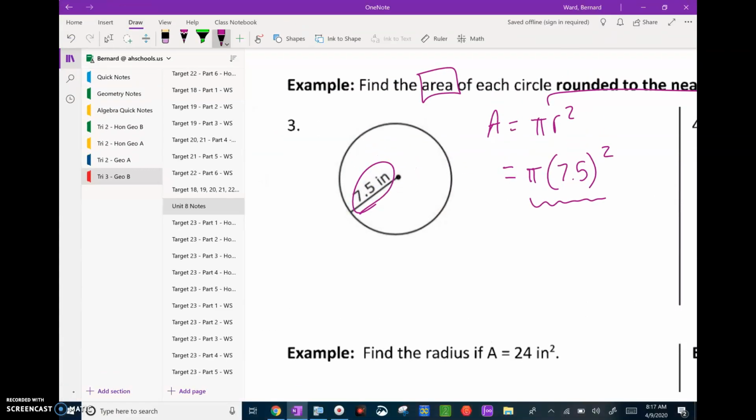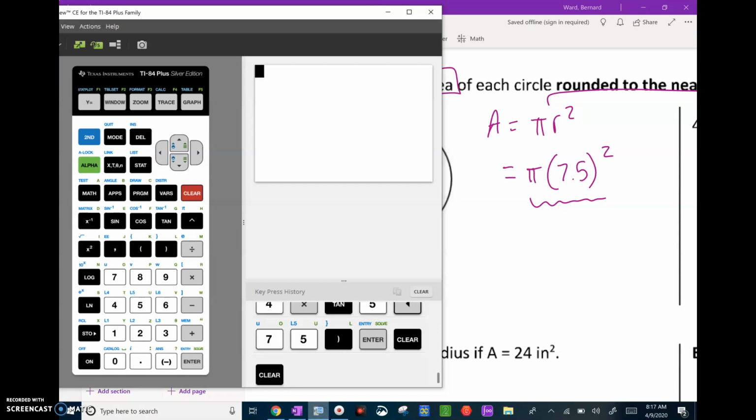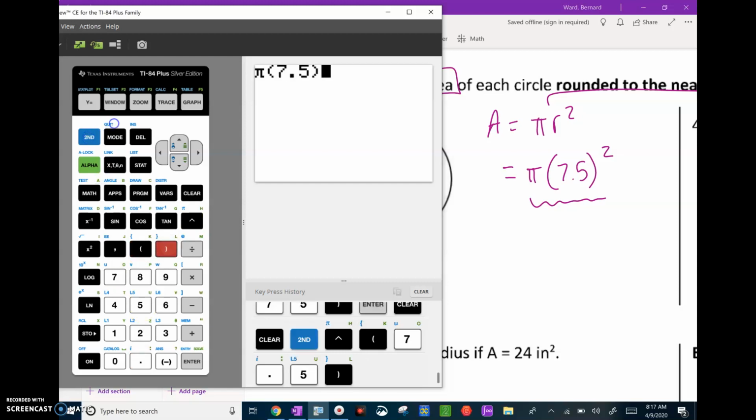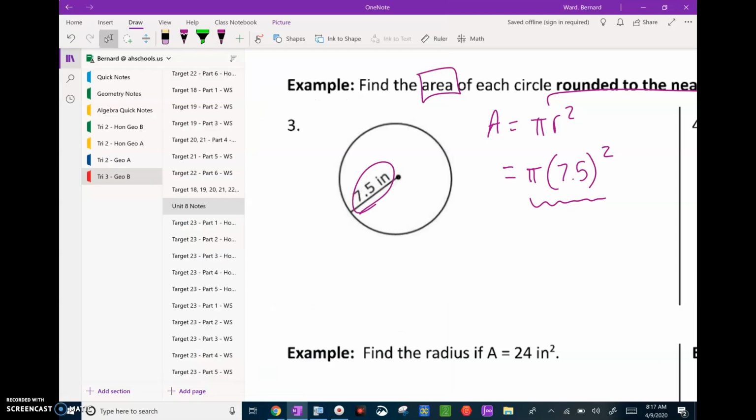So let's do it. I'm going to hit second and the pi button. It's in blue above this triangle exponent button. It'll put a pi up there. And then I'll just type in what I've got, 7.5 in parentheses, and then squared. When I hit enter, that's my area. So the area of this circle is 176.7. And again, units, so inches squared.